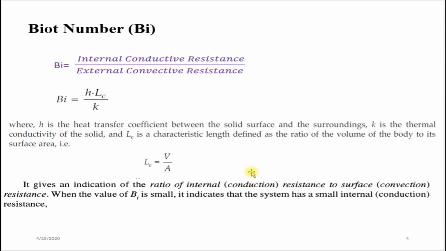Biot number is the ratio of internal conductive resistance to the external convective resistance. It is given by H into LC by K. H is the convective heat transfer coefficient, LC is characteristic length, K is thermal conductivity.